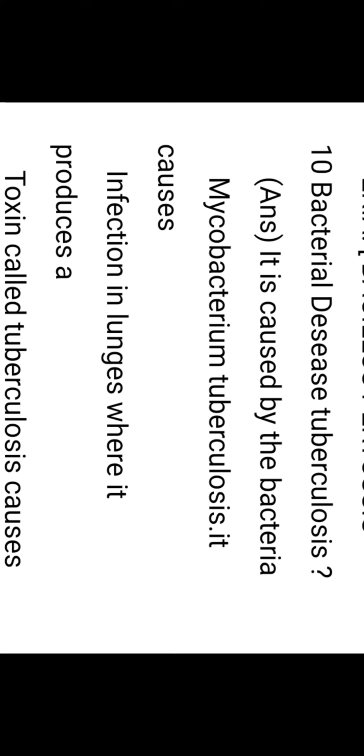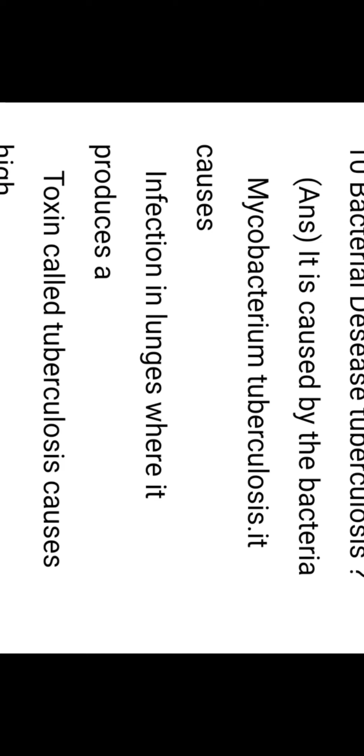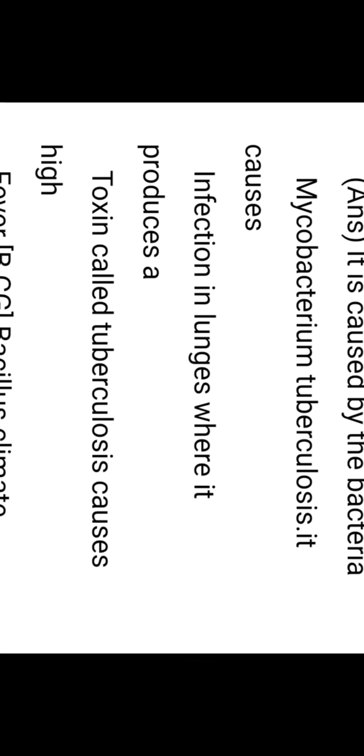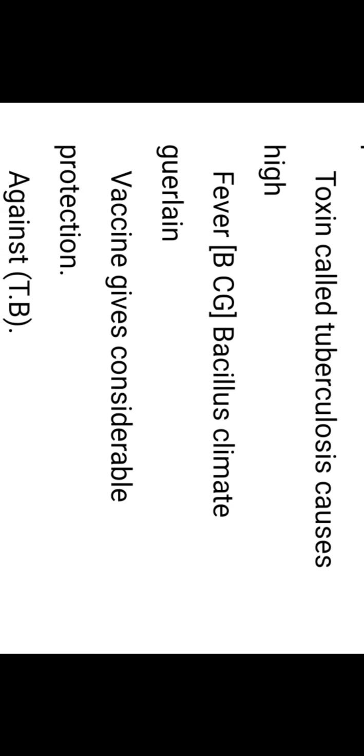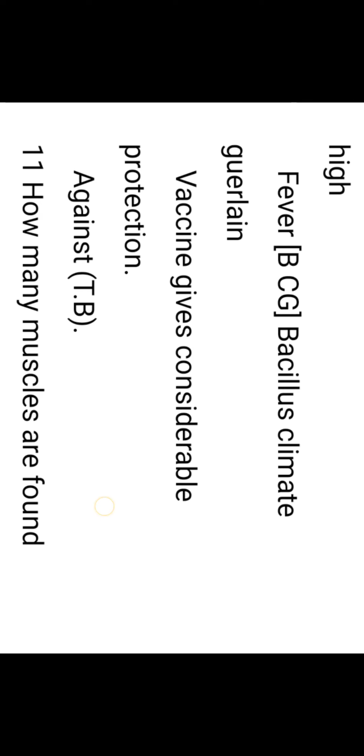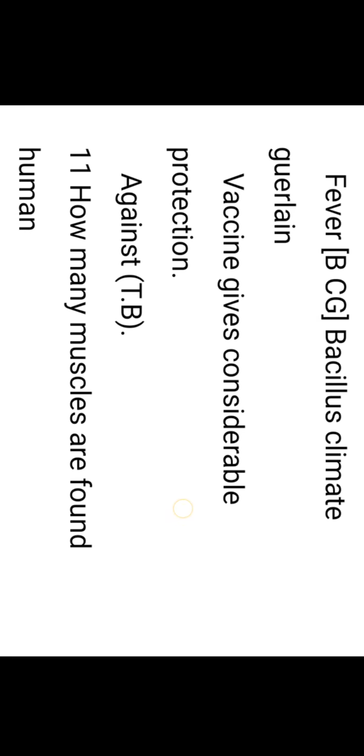A bacterial disease is tuberculosis or TB. It is caused by the bacterium Mycobacterium tuberculosis. It causes infection of the lungs. It produces a toxin called tuberculin and causes high fever. It can be prevented in childhood by taking the BCG injection. It gives considerable protection against TB. Every child must take it. We have to take care of the BCG injection during the child's growth time.